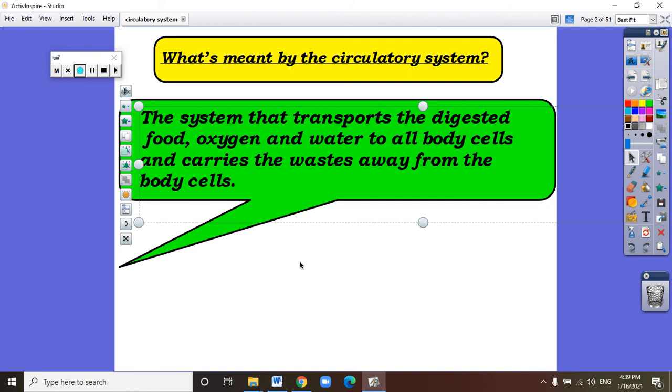Or the circulatory system, it is the transporting system in your body. Any objects that are moving from one part to another part of your body, the circulatory system is responsible for the transporting of these materials, like the digested food, like the oxygen, like the water, like the wastes. Okay.